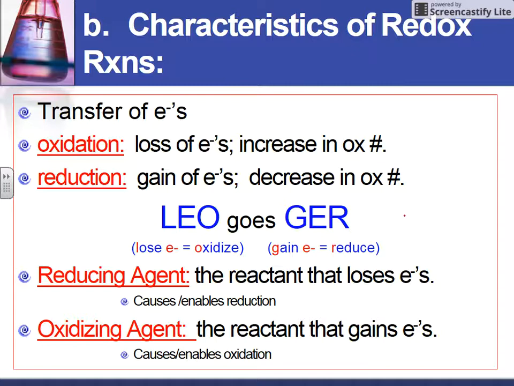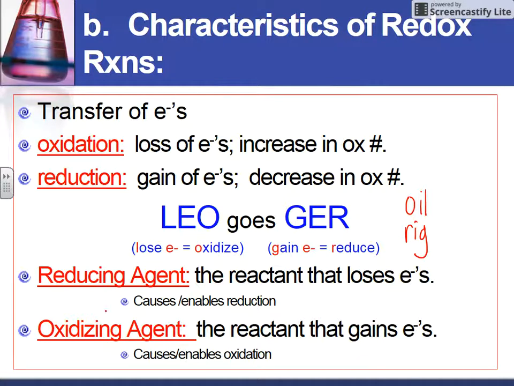Another way that I've seen this explained, or another mnemonic device for this, is OIL RIG. Oxidation is loss. Reduction is gain. And of course, they're talking about electrons there. So that's another way to remember it.